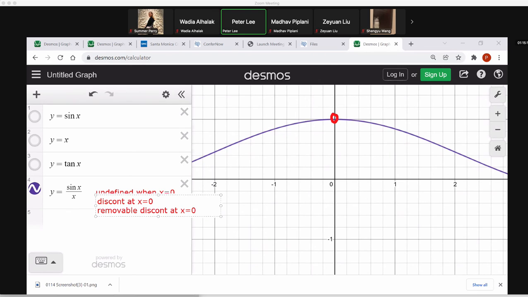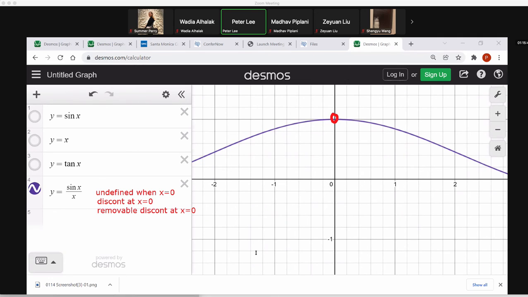So even though the function is not defined there, it has a two-sided limit. It's a very interesting function. Once again, y equals sine x over x is not continuous at x equals 0, therefore it is discontinuous. But that discontinuity is a removable discontinuity. If we just fill that point in, then it becomes continuous. So it's actually a very nice function.